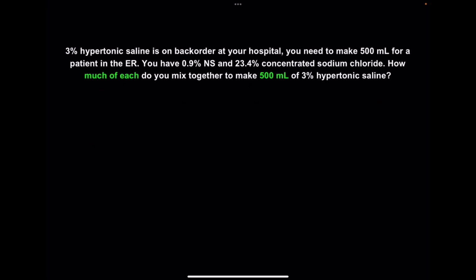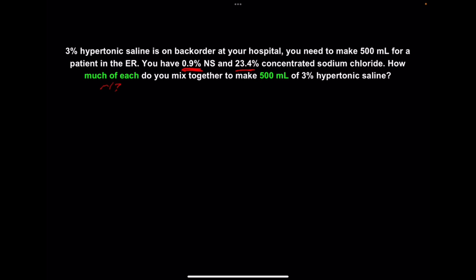So here is our problem. We want 3% hypertonic saline, which is sodium chloride. That is on back order at your hospital, and you need to make 500 mL for a patient in the ER. You have normal saline, which is sodium chloride, at 0.9%, and you have concentrated sodium chloride at 23.4%. How much of each, how many mL? Excuse the messy handwriting, got doctor's handwriting for sure.